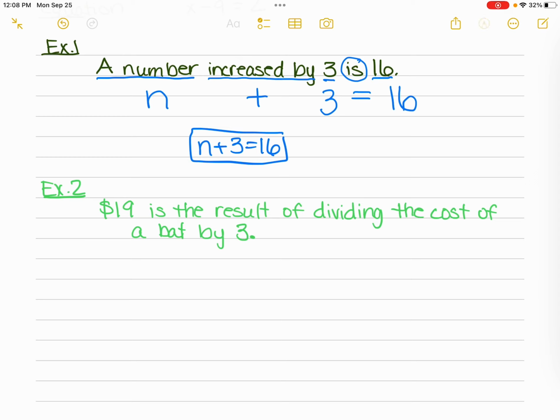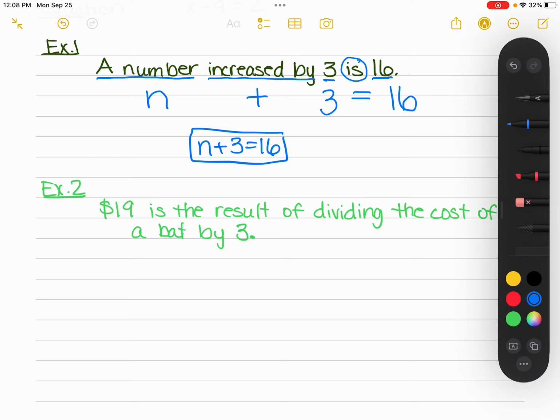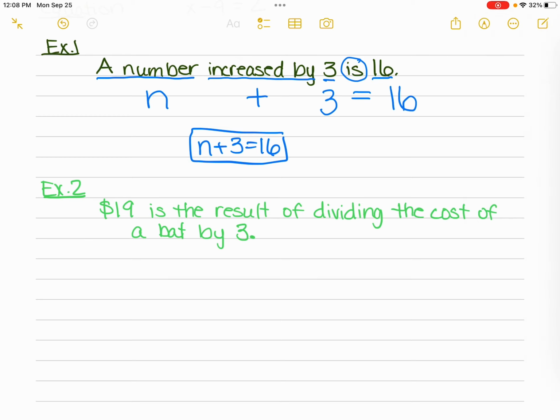I'm going to go through this just like I did in the last one, and we're going to talk about how to write each thing. So $19, remember when you're writing an equation, you don't want to put the dollar sign in there. So it's just 19. And then where it says is the result, that means I'm going to put equals. Remember, you don't always have to have your plus or minus, your operation, on the left-hand side. It might come on the right-hand side.